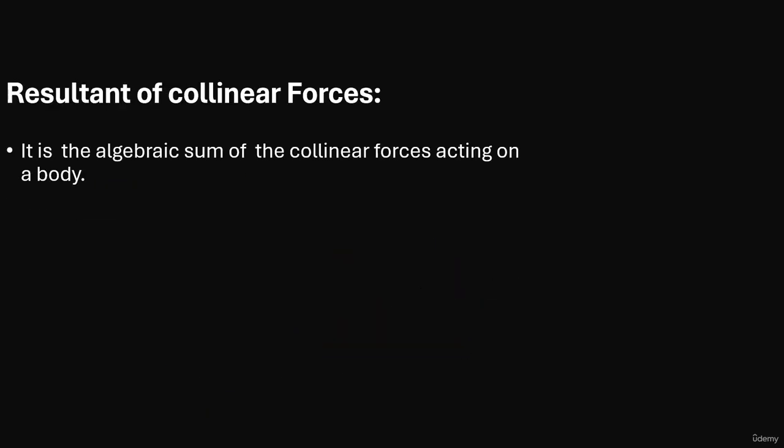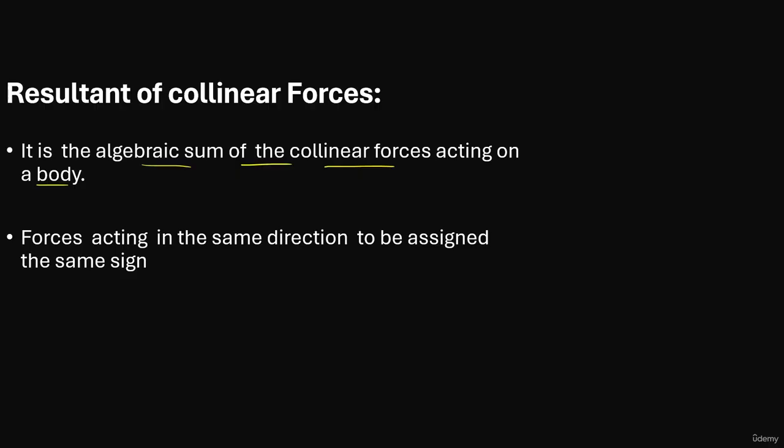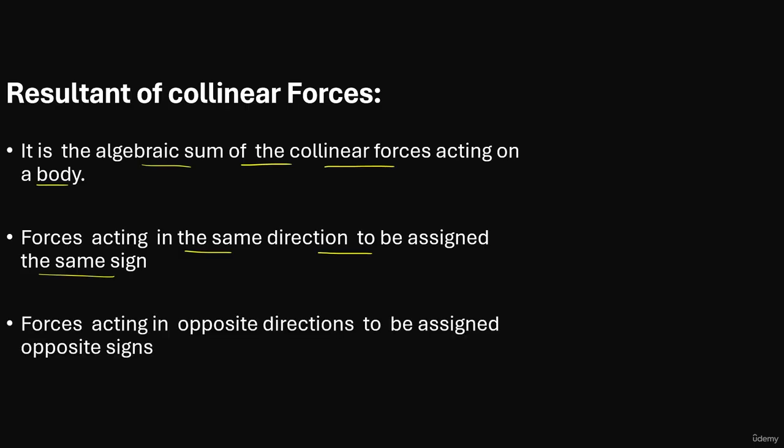Next, the resultant of collinear forces is the algebraic sum of the collinear forces acting on a body. These are the observation points we are trying to draw from the previous discussions. The second point says that forces acting in the same direction are assigned the same sign. These are the regulations you need to follow. The third point says that forces acting in opposite directions need to be assigned opposite signs. These are the guidelines you need to follow while solving problems related to forces or systems of forces.